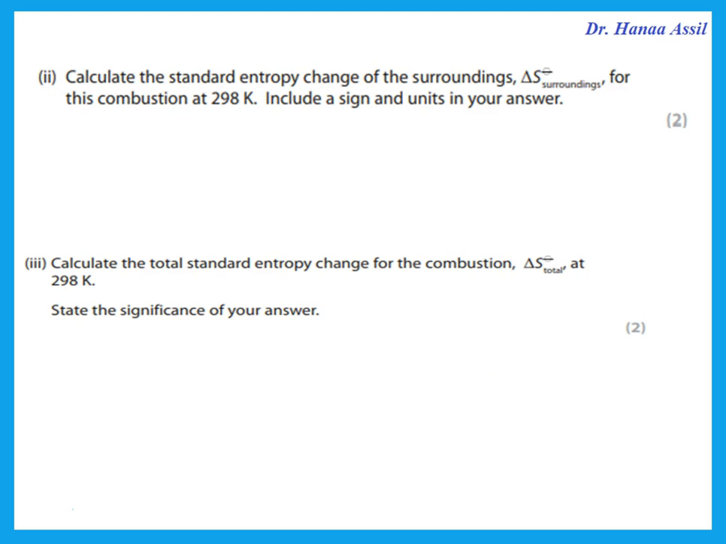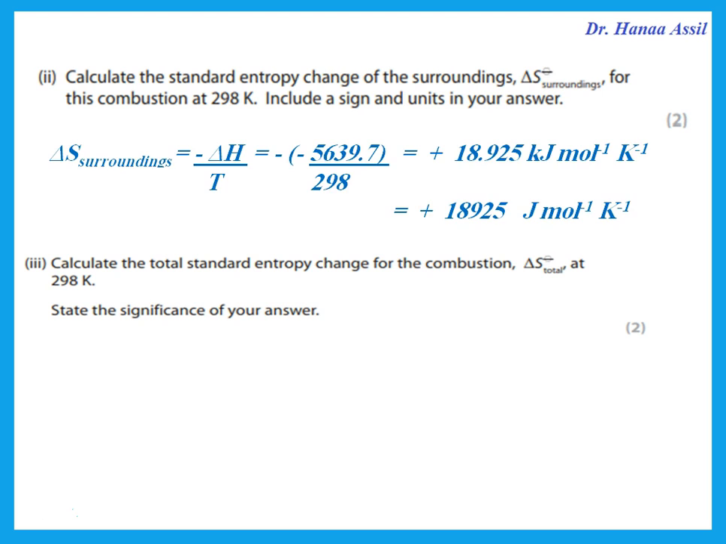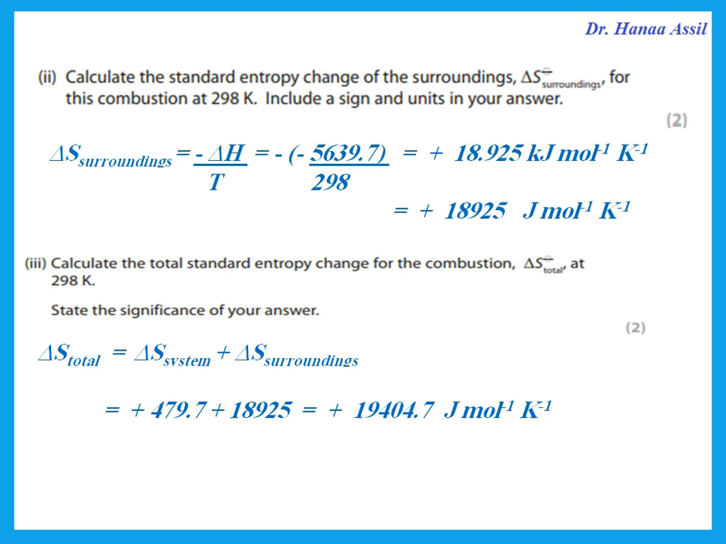Then he says calculate the delta S surroundings. As we said before, delta S surroundings is minus delta H over T. You put in the value that he gives you for the delta H, which is negative, then overall delta S surroundings is a positive number. Calculate the total delta S. The total delta S is the sum of the system and the surroundings. That comes out to be positive.